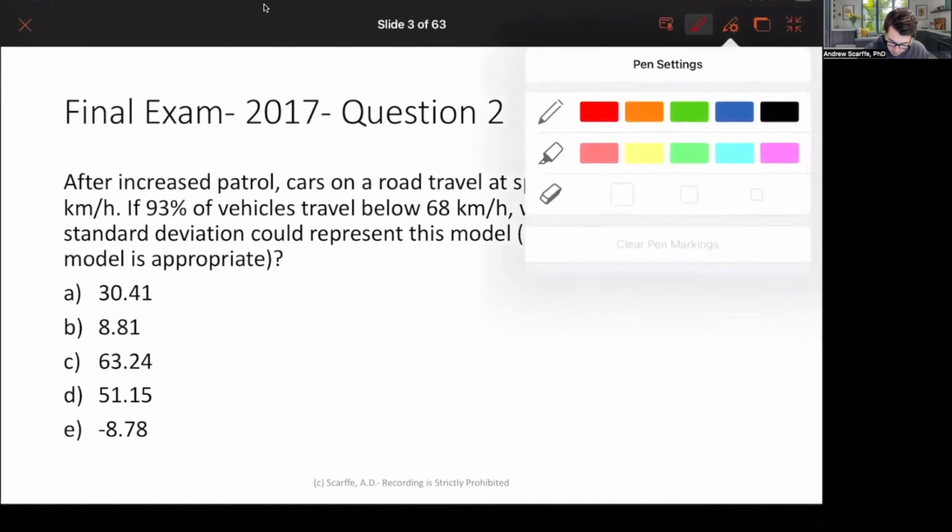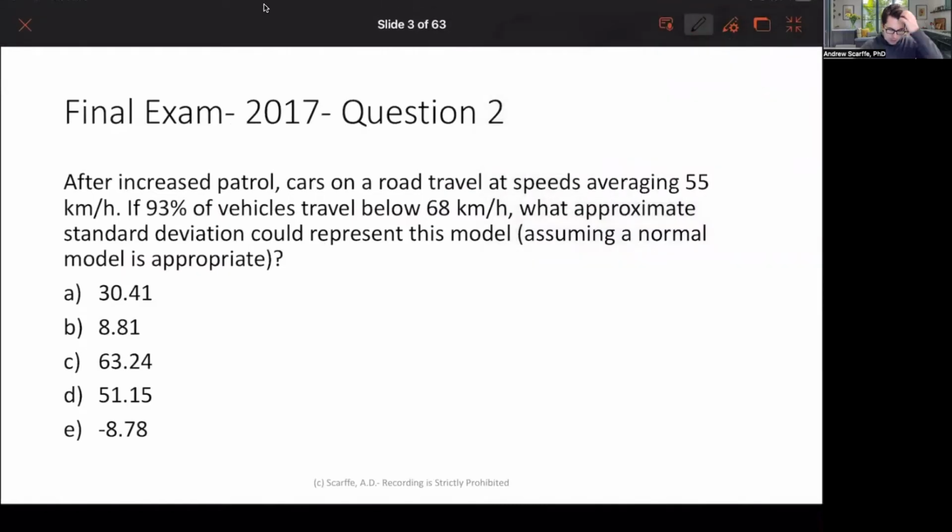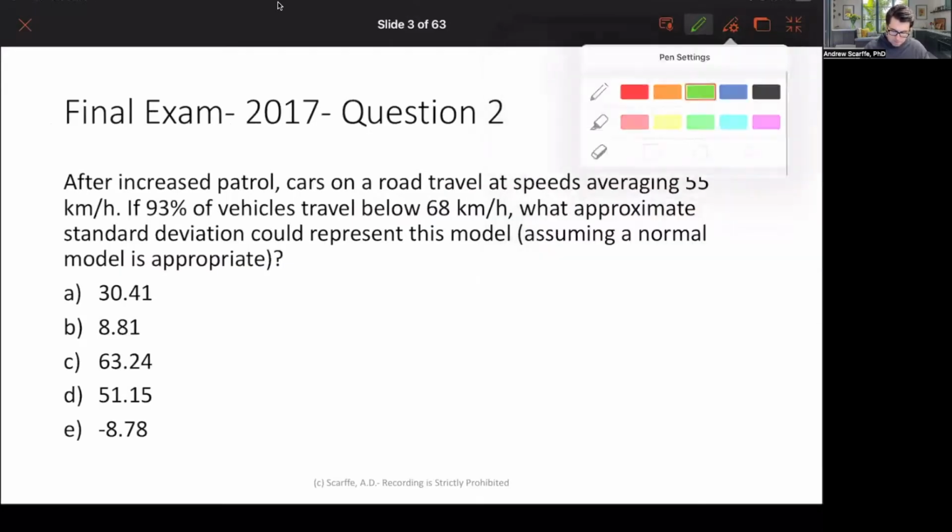So first, we can read the question. After increased patrol, cars on the road travel at speeds averaging 55 kilometers an hour. If 93% of the vehicles travel below 68 kilometers an hour, what approximate standard deviation could represent this model, assuming a normal model is appropriate?